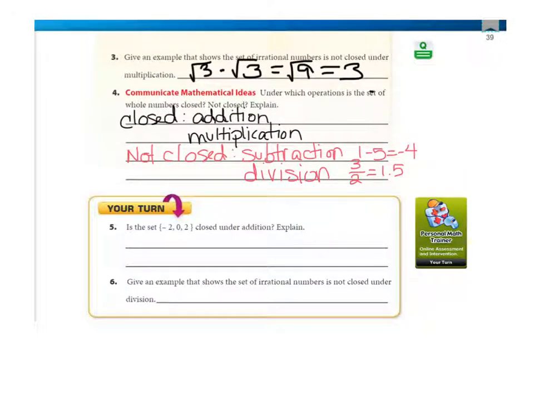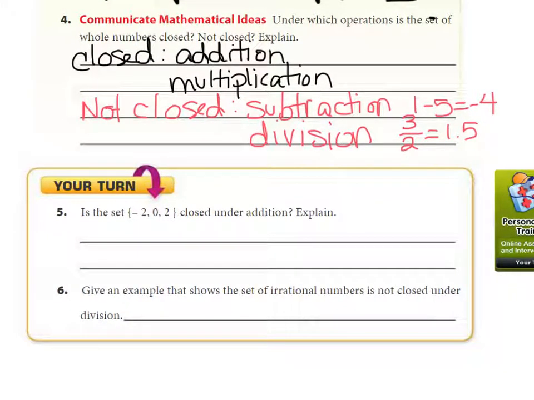So let's look at our two questions here. We're going to go ahead and do these together. We've got some other ones for you to practice on your own. So -2, 0, 2, closed under addition. So we start with -2, and first I add it to itself. And -2 plus -2 is -4. Well, is -4 one of the numbers in our list? It's not, so right away we know that this is not closed.